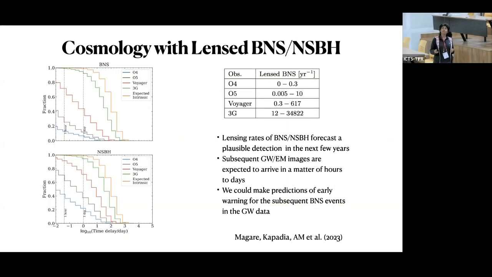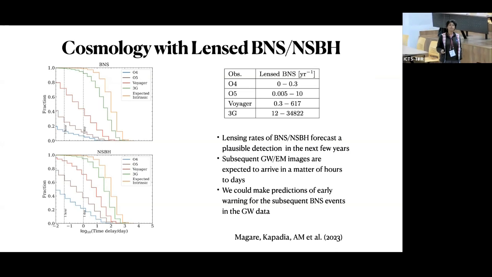In terms of cosmology with lensed binary neutron stars and NSBH, where we can identify an EM counterpart, we have looked at the lensing rates, and it looks promising that in the next few years we will be able to find lensed binary neutron stars.